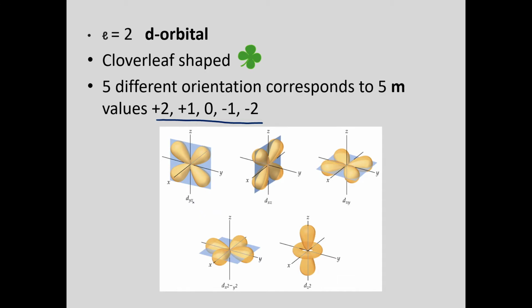We have Dyz. So apa maksud Dyz? Maksudnya the orbital is between Y axis and Z axis. Kalau you guys nampak, the orbital is flat on the Y and Z axis. Okay, sama macam X dengan Z. So it is X axis and then Z axis. Okay, the orbital is flat on X dengan Z axis.